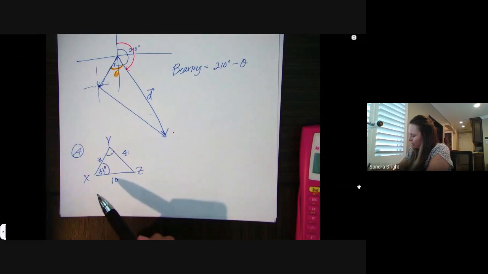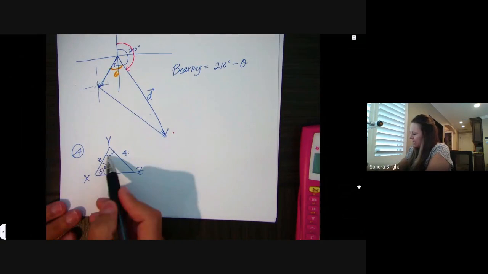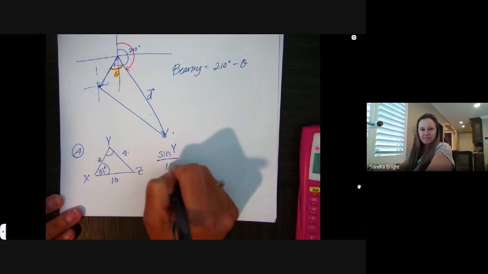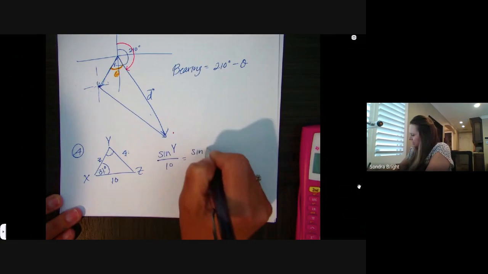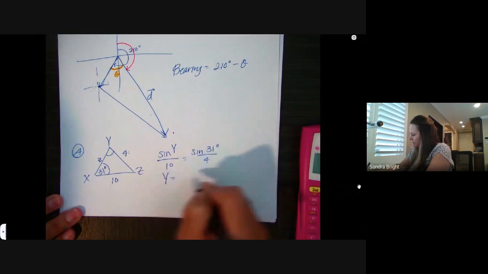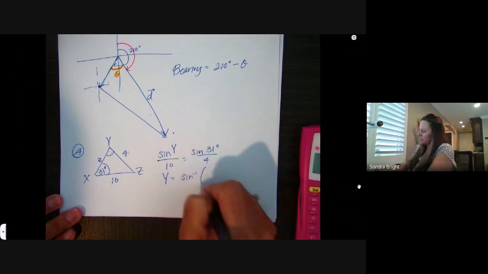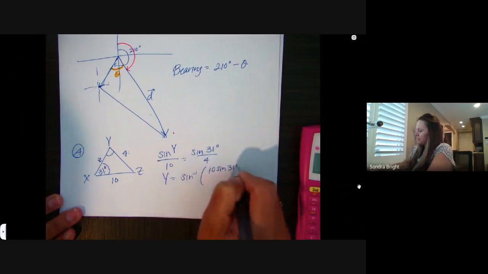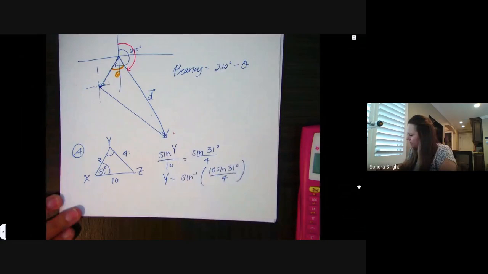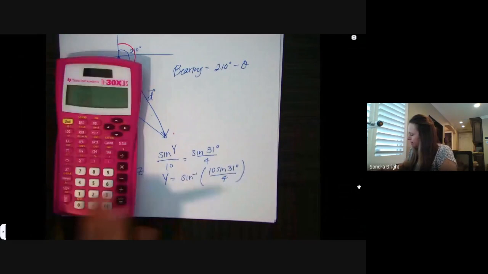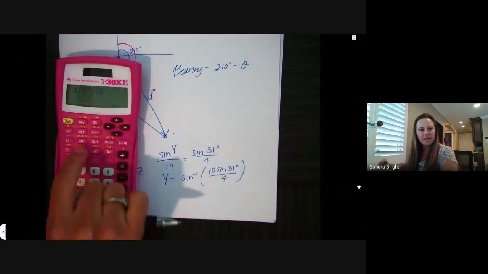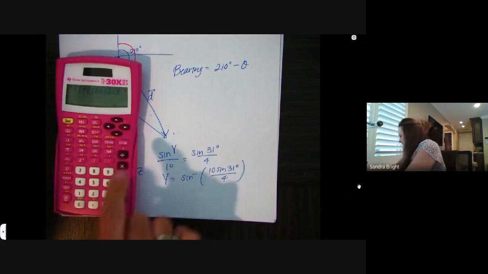So sine of angle Y over 10 is equal to sine of angle X over side X. And you solve, and it's inverse sine of 10 times sine of 31 degrees all over 4, because I multiplied by 10, and then I took the inverse sine. And when you put that in your calculator, inverse sine of 10 sine of 31, in parentheses, divided by 4, domain error.